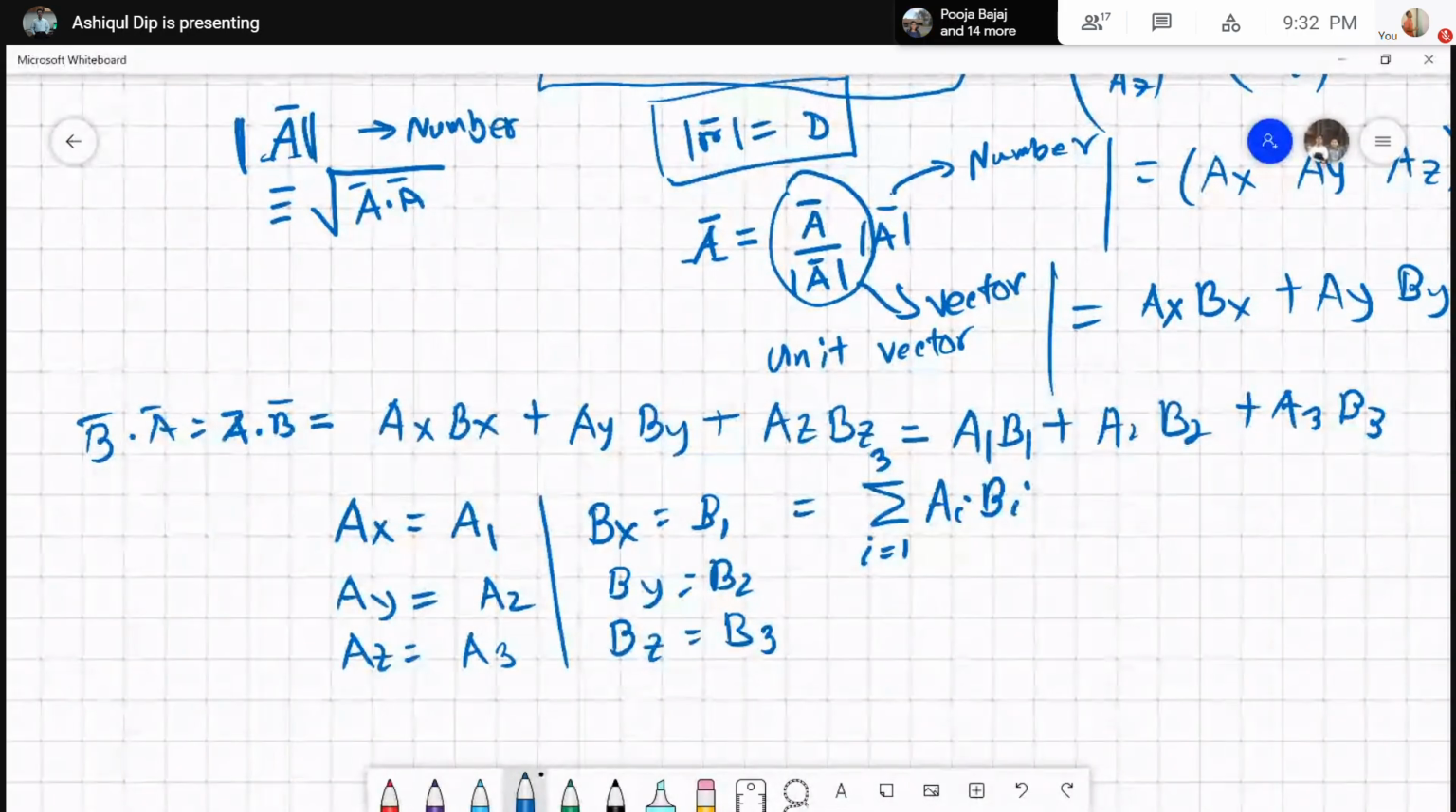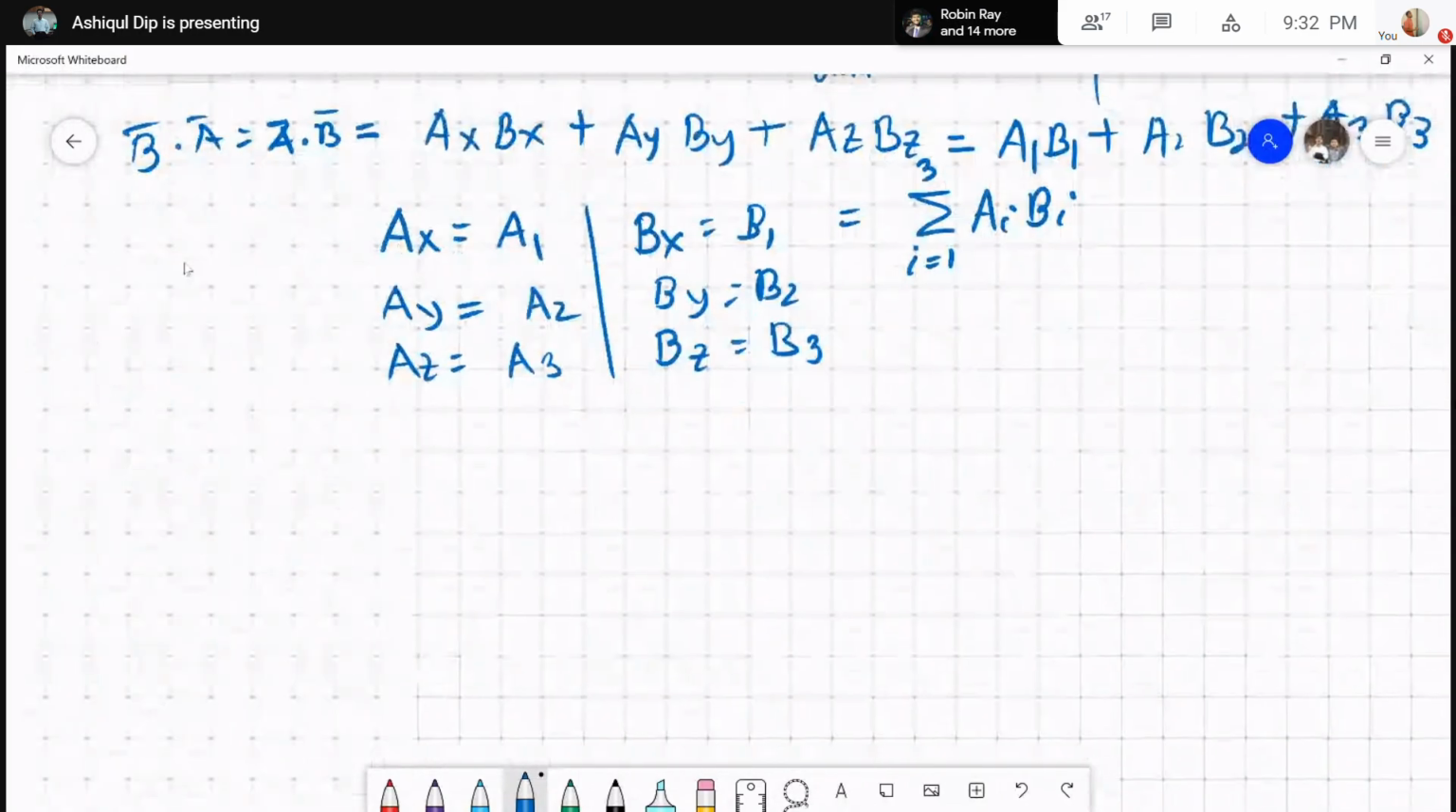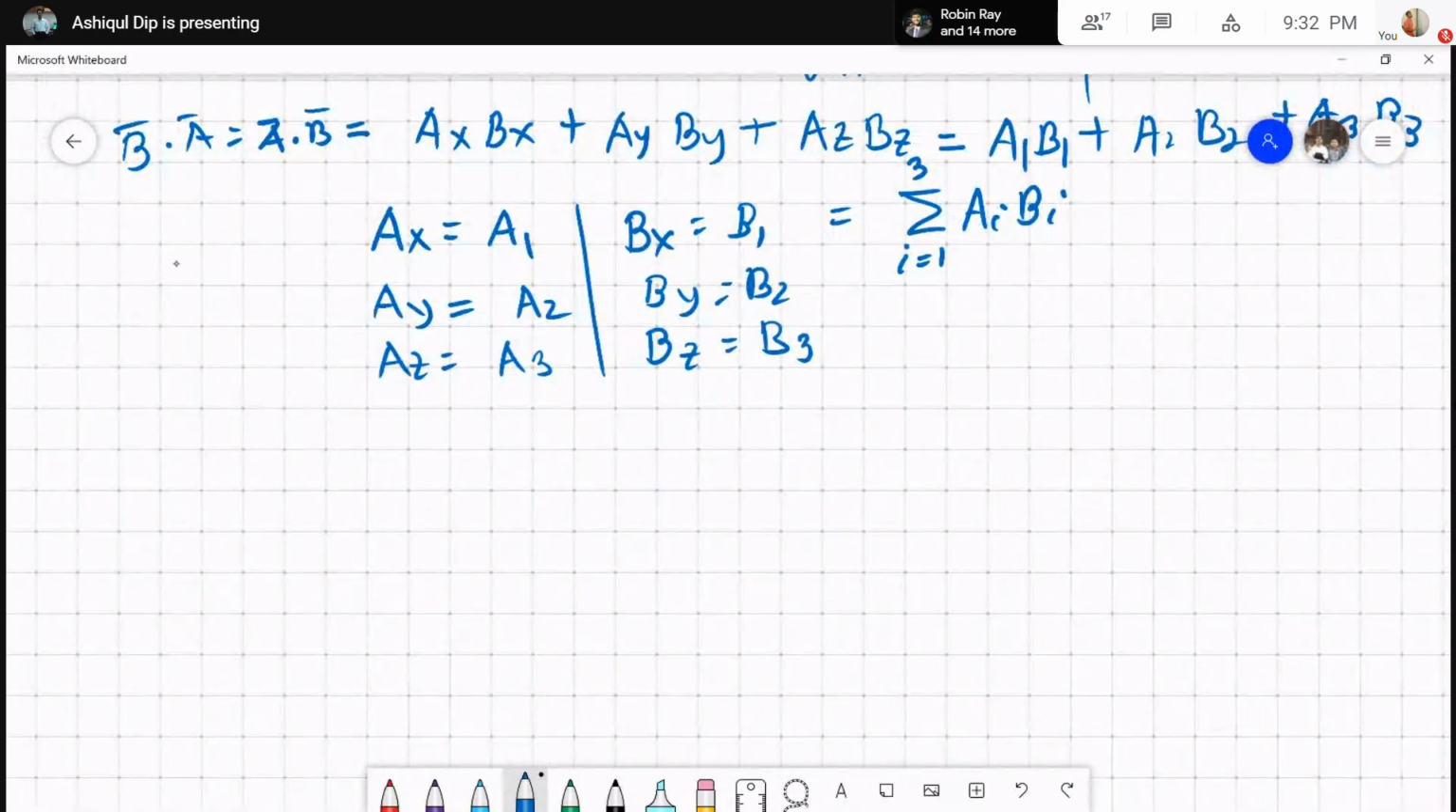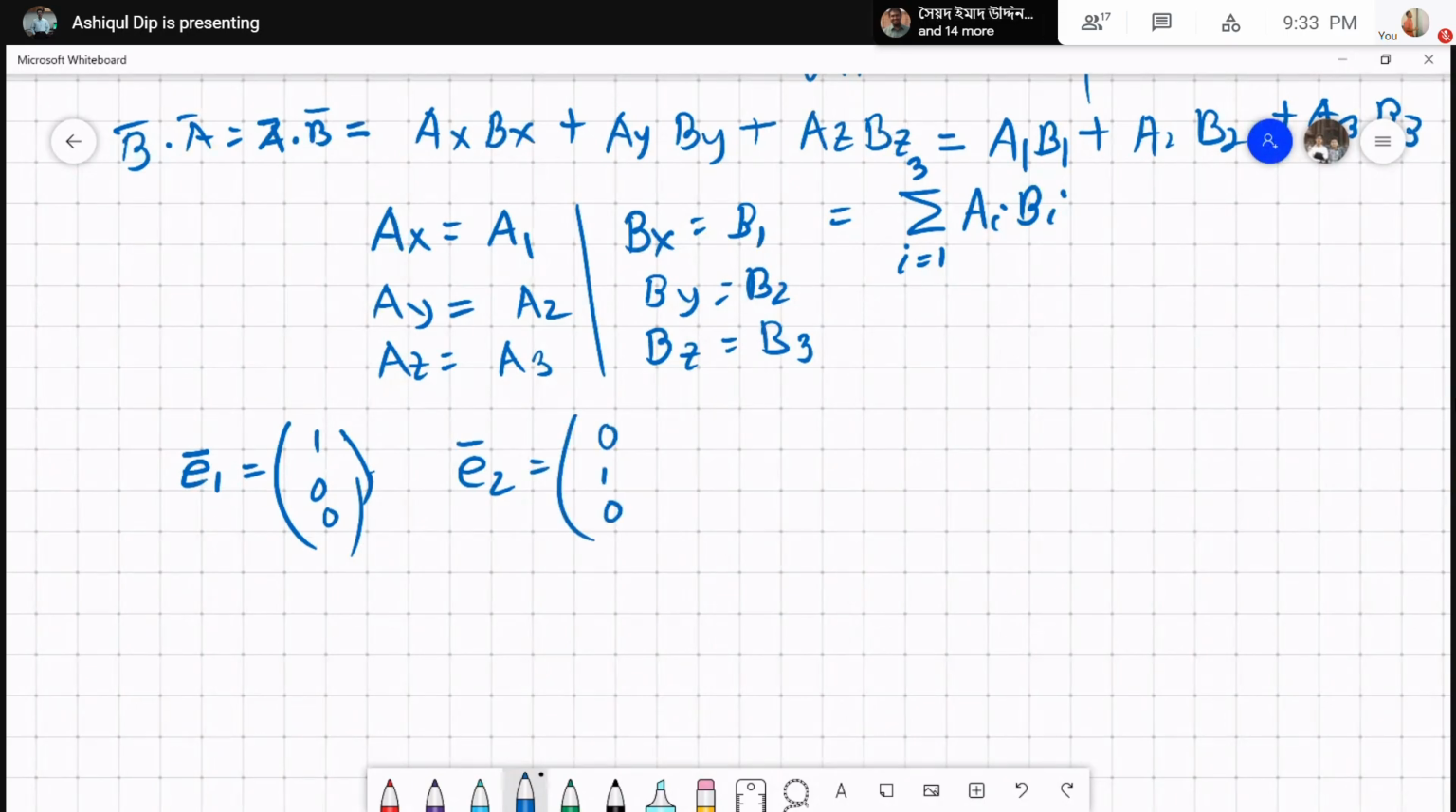Okay, now we know the dot product. What about the dot product between the bases, particularly the basis vectors in Cartesian coordinates? In Cartesian coordinates, we have 3 bases, right? We call the first E1, which is (1, 0, 0). Then we call E2, which has a representation of (0, 1, 0). And we call E3, which has a representation of (0, 0, 1).